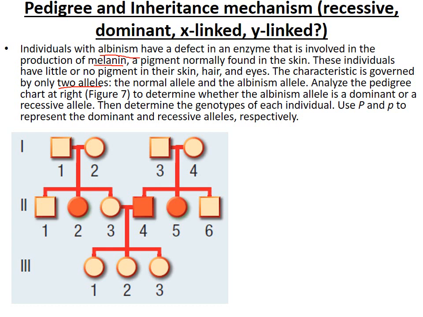Analyze the pedigree chart at the right to determine whether albinism is dominant or recessive allele. Then determine the genotypes for each individual. Use P and little p to represent the dominant and recessive alleles respectively. I'm just going to use big A and little a just so we can clearly tell them apart in terms of uppercase and lowercase letters.